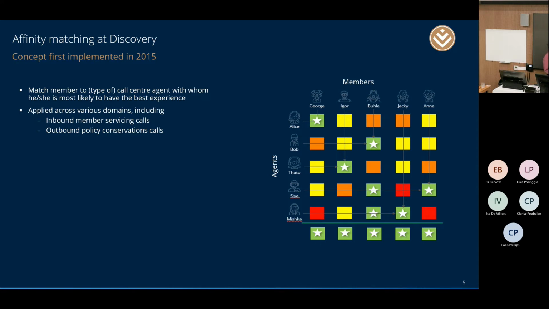Just as an example, if we've got member George right here and agent Alice, we believe they would have the best affinity with one another. So if George phones in, at the first attempt we're going to try and see, is Alice available? And we're going to try and assign Alice to George on this call.